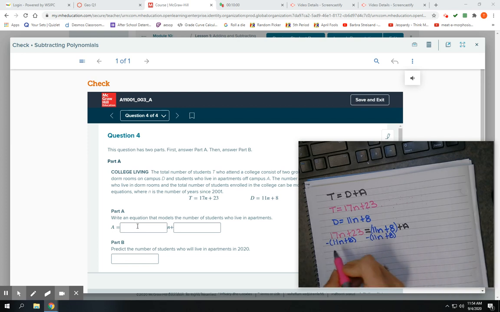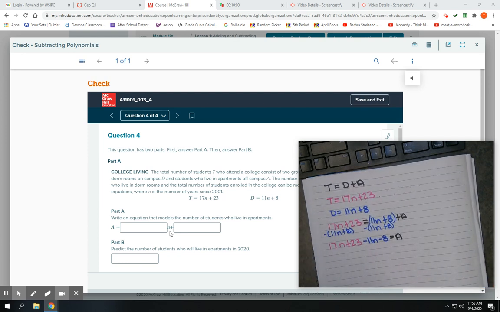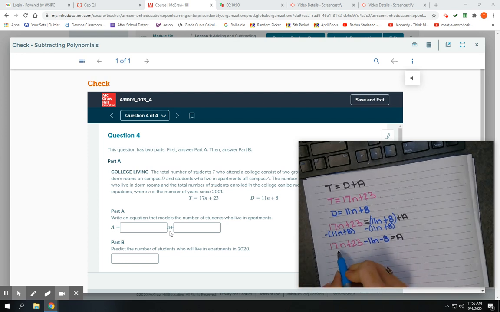So that means that we've got 17N plus 23. Right? Remember that minus changes everything. Minus 11N minus 8 equals A. Okay? And then since there's only 2 spots here and only 1 letter N, we're going to have to simplify before we put it into the computer. So we're going to combine our N's. So 17 minus 11 is 6. And 23 minus 8 is 15. So that is A. That represents the number of students who live in the apartments.